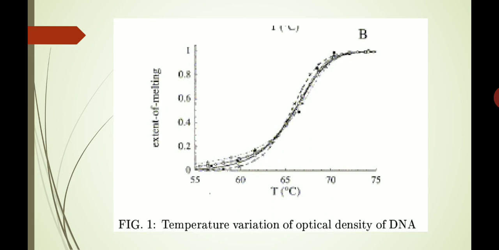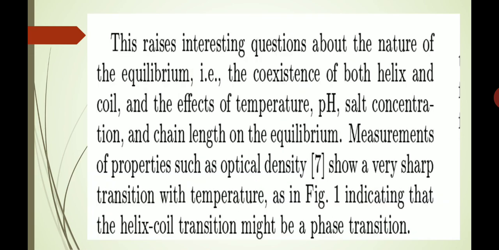And this figure shows the temperature variation of optical density of DNA. This raises an interesting question about the nature of the equilibrium, that is, the coexistence of both helix and coil, and the effects of temperature, pH, salt concentration and chain length on equilibrium. Measurements of properties such as optical density, which has been shown in the previous figure, show a very sharp transition with temperature, indicating that the helix coil transition might be a phase transition.